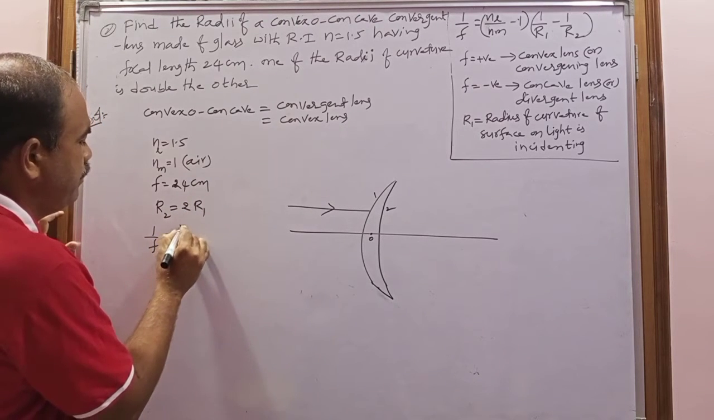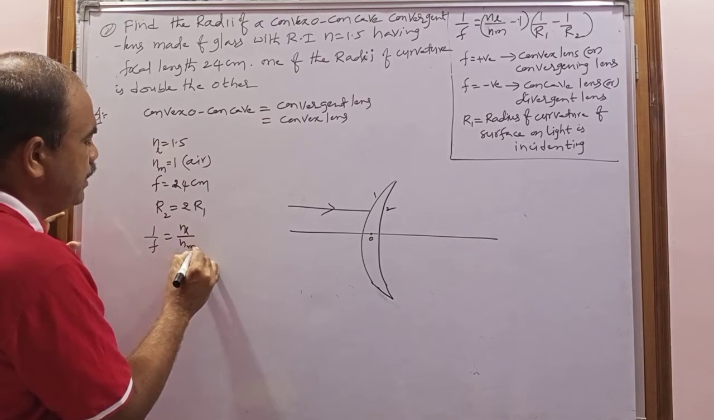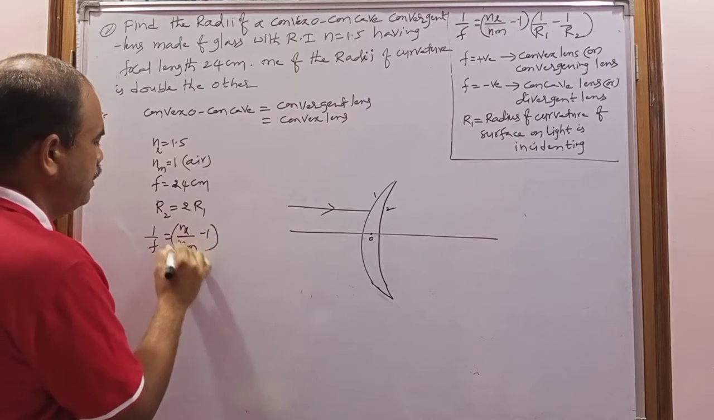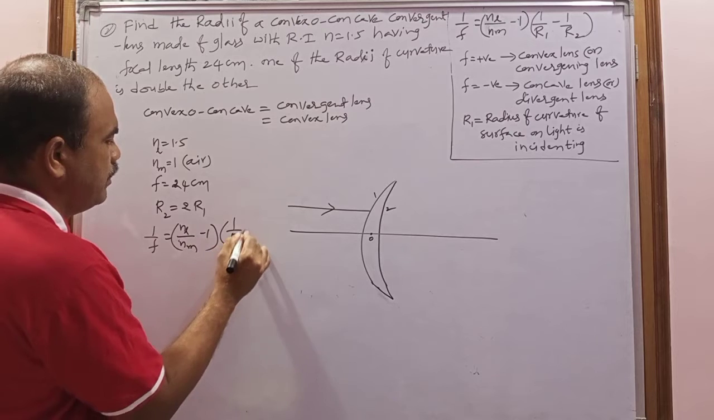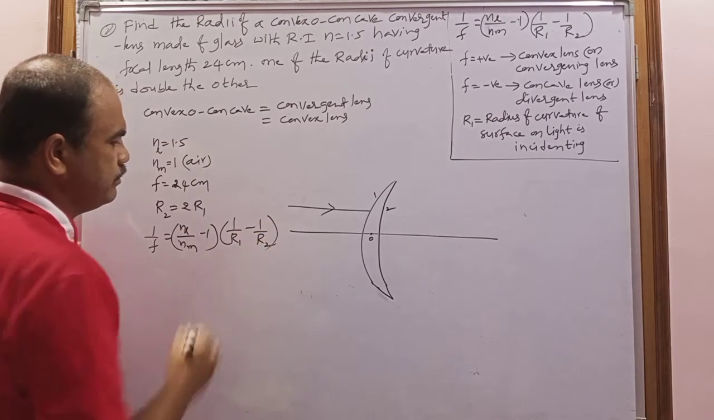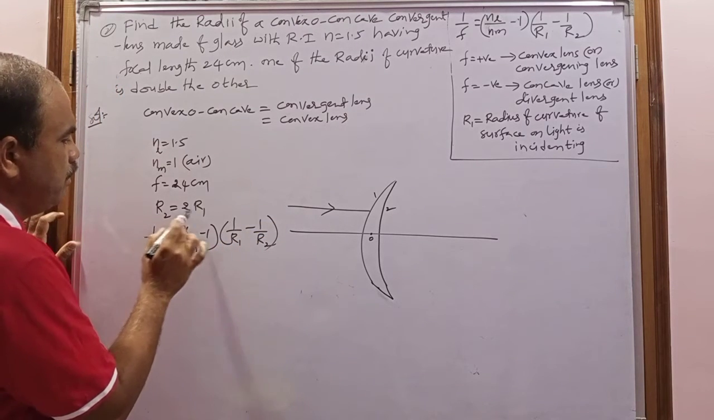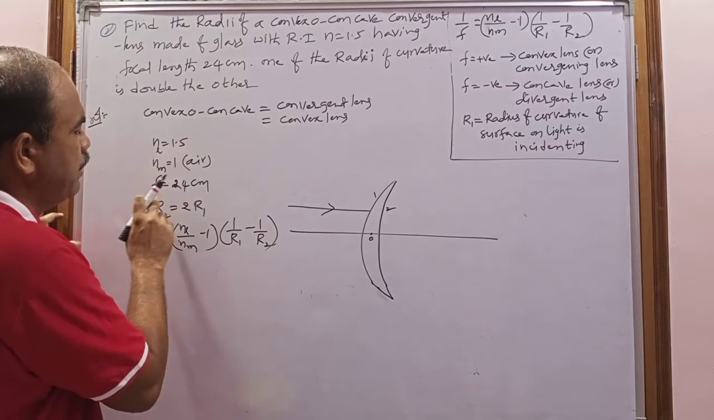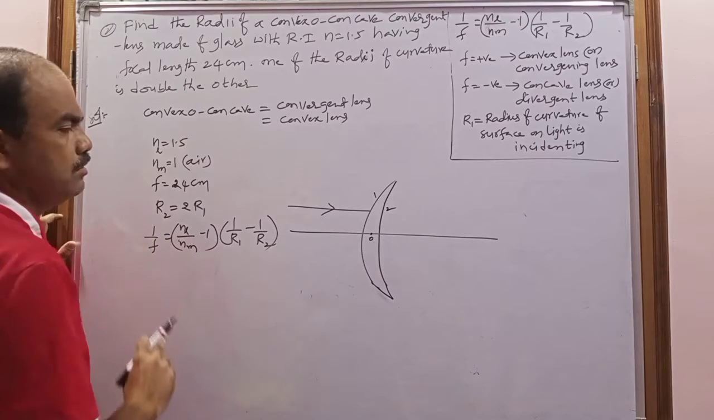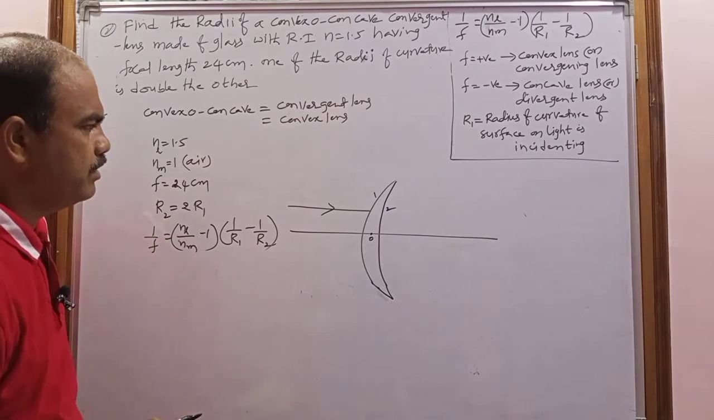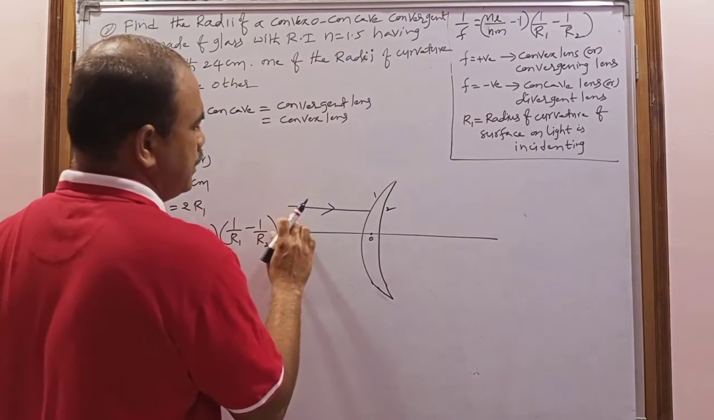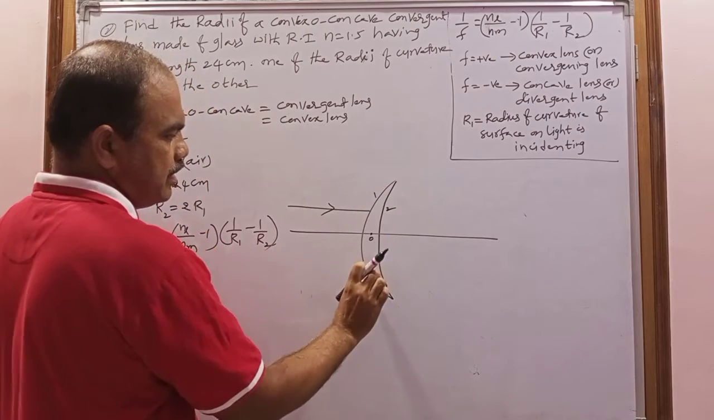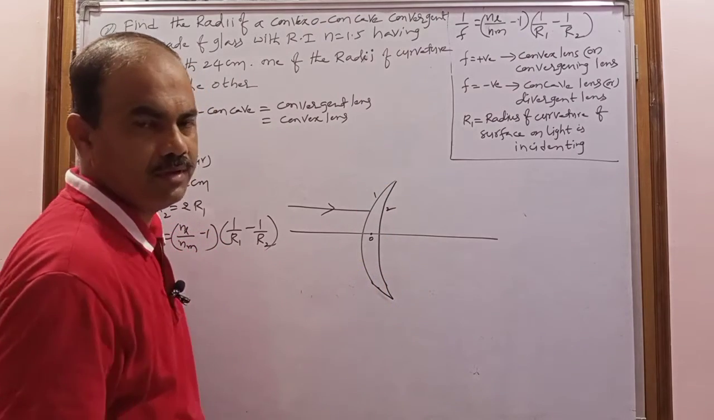What is that? 1 by f equal to refractive index of lens by refractive index of the medium minus 1 into 1 by R1 minus 1 by R2. But in the problem it is given that R2 equal to 2R1. So we have to apply the sign convention for focal length, R1 and R2. So to apply the sign convention, this is the incident light, incident on the surface, that's why it is the first surface.